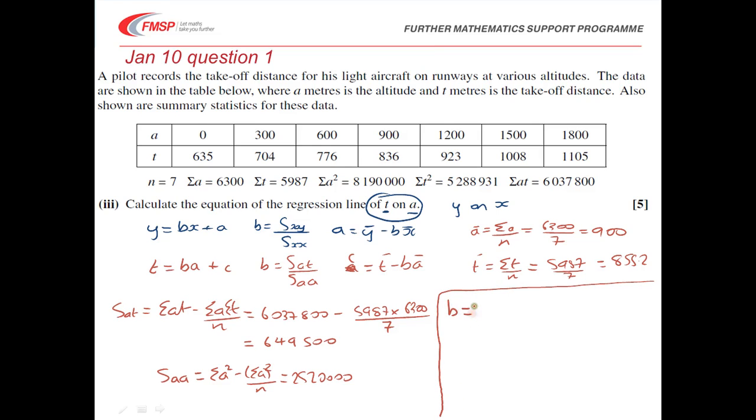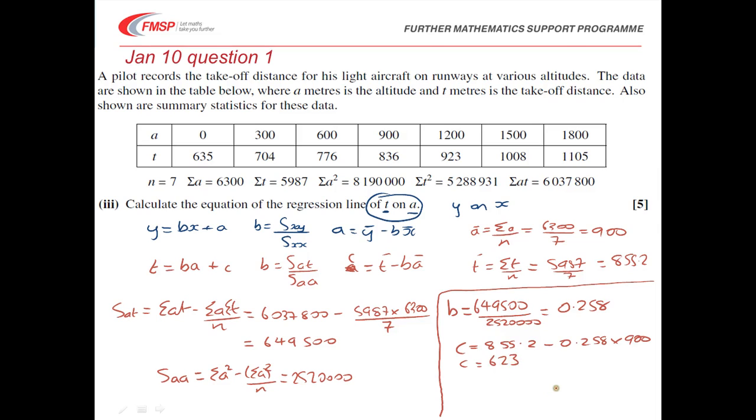So therefore, just putting the regression model all together now, I'll do this in the bottom corner, we've then got B is equal to 649500 over 2520000, which is 0.258, and then we use that to find the y-intercept C. So C is going to equal T bar, so it's 855.2 minus B, 0.258, times A bar, 900. Please make sure you get all of these the correct way around. You can lose lots of marks very quickly if you're not careful, which is going to give me 623.